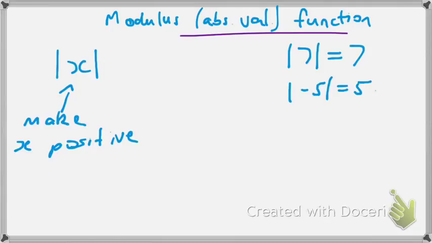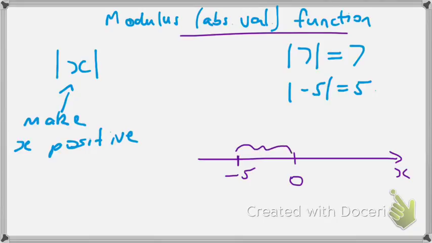Okay? What it actually does, and part of the reason we call it the modulus function, modulus is a fancy way of saying size. The modulus function is basically a way of measuring the distance of something from the origin. So the modulus of minus 5 is that distance there, 5. The modulus of 7 is that distance there, 7. Okay? That is what the modulus function does.